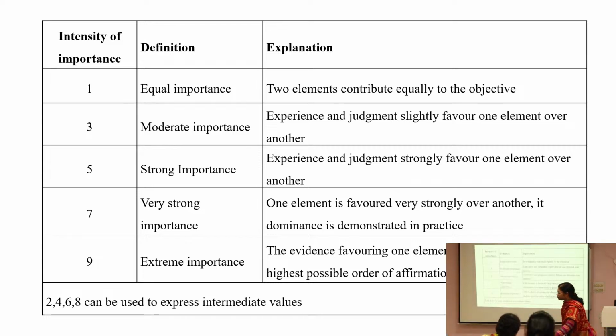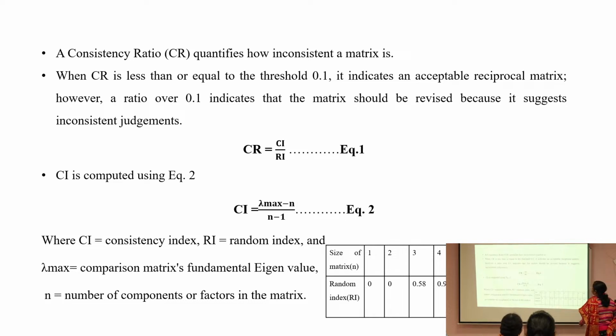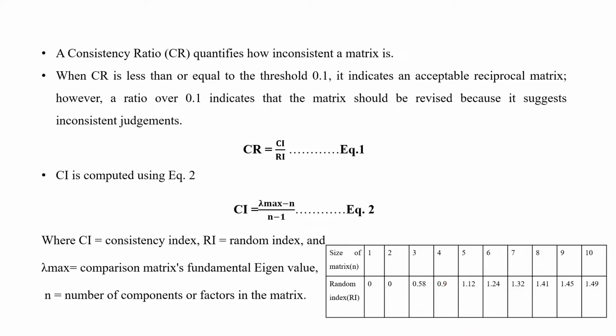Next, consistency ratio. So for this matrix, we have to keep the threshold value within 0.1. Okay. Over 0.1 indicates the matrix should be revised because it suggests inconsistent judgment. How can we find out the consistency ratio? By this formula, lambda max, and CR is the consistency ratio, CI and RI, the consistency index, and RI is the random index. So, the size of the matrix you can see here, 1 to 10 are the parameters, and the random index we have to find out by the formula.